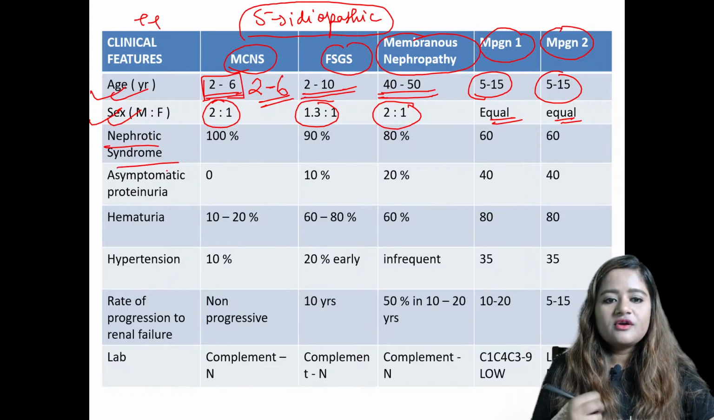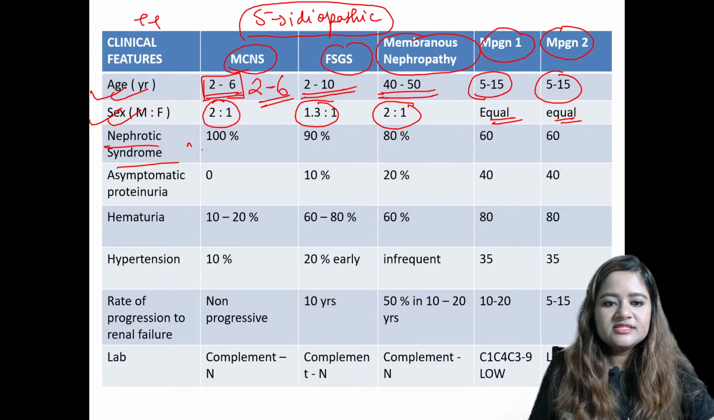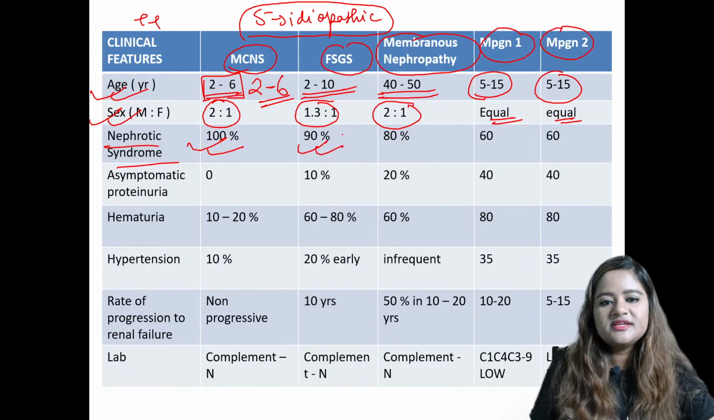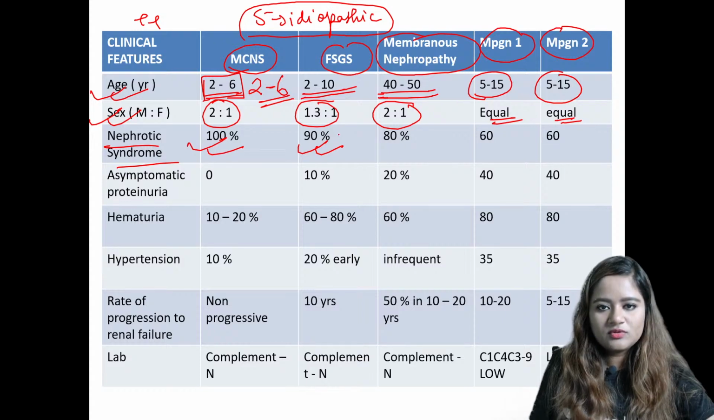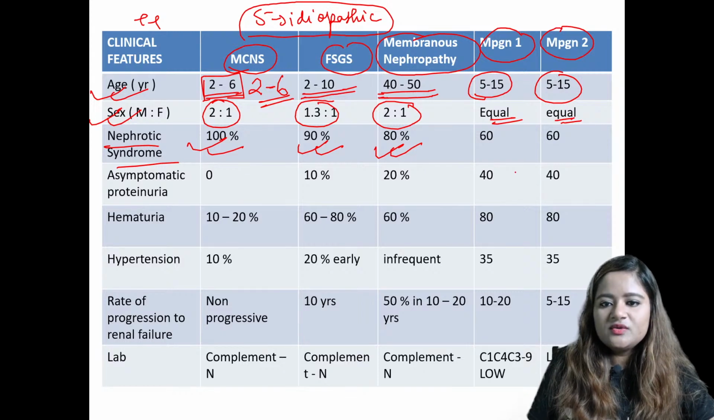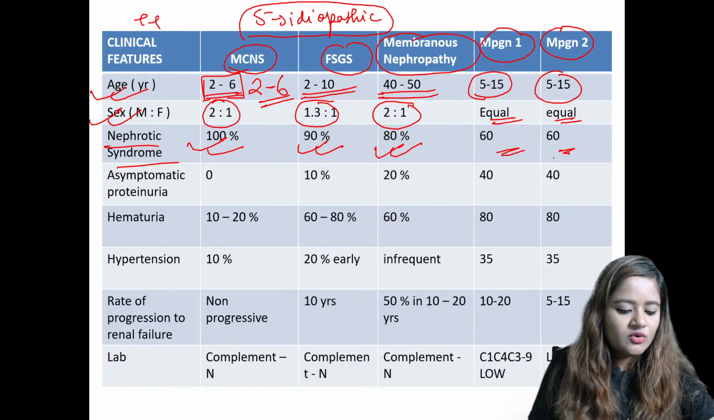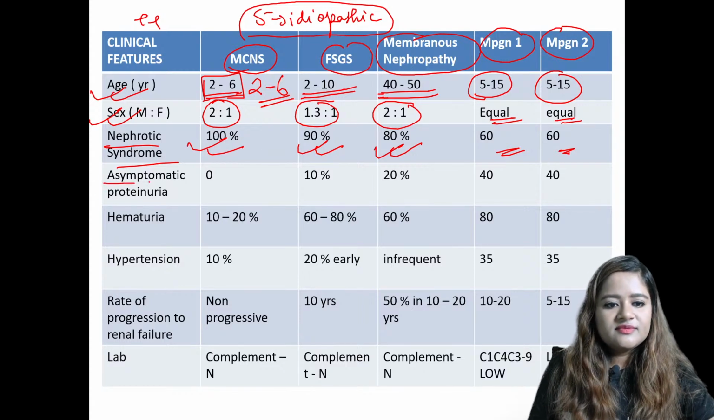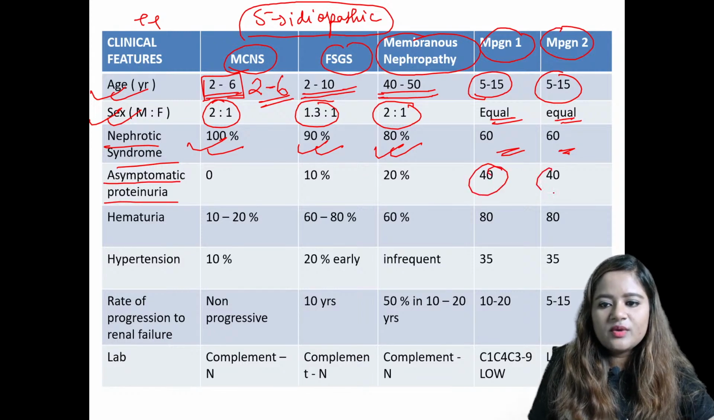So, development of nephrotic syndrome. If it is minimal change disease, it is 100% that the presentation will be nephrotic range proteinuria. If it is FSGS, 90% would be nephrotic, 10% could be an atypical presentation, or it can go towards nephritic also. Membranous nephropathy, again 80% of cases would be classical nephrotic syndrome. But in MPGN1 and 2, it is not sure that you would always have a nephrotic range presentation. So asymptomatic proteinuria is most commonly seen in MPGN1 and 2.